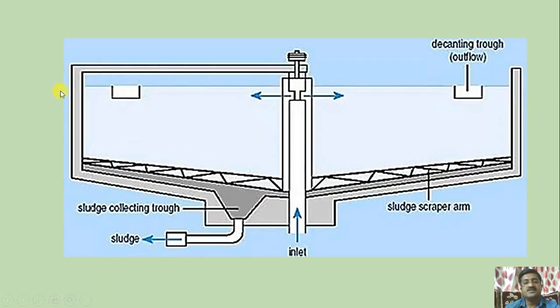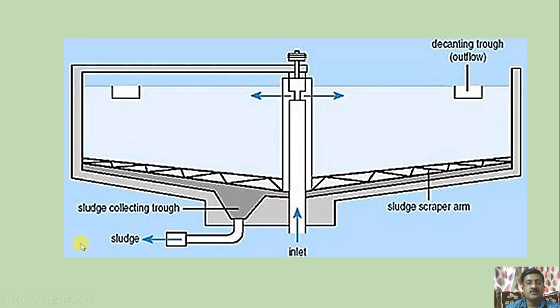Now you can see this is a typical cross section of a clariflocculator. This is the central unit which gives the rotation for this particular sludge scraper arm. It continuously moves, and you can see this is the decanting trough for the outflow, which is where the clear water is taken from. If this section is circular, so it is also circular, this is a cross section. So this is the inlet of the water.